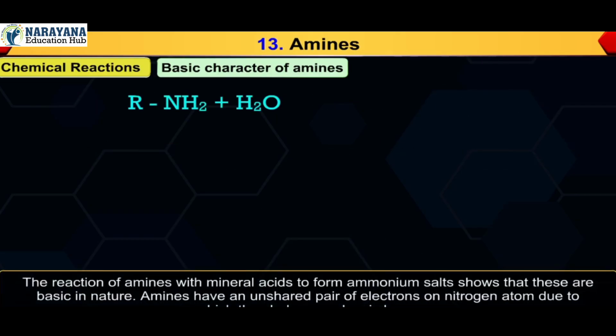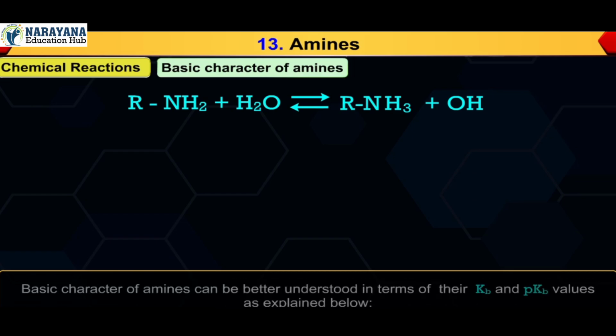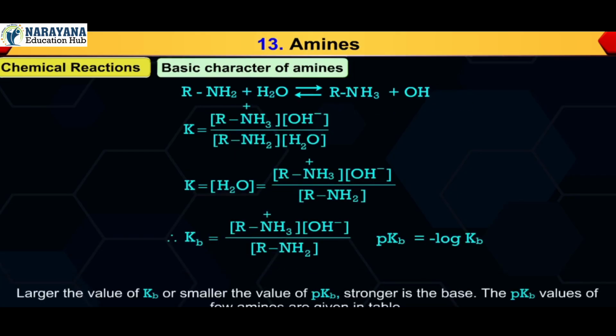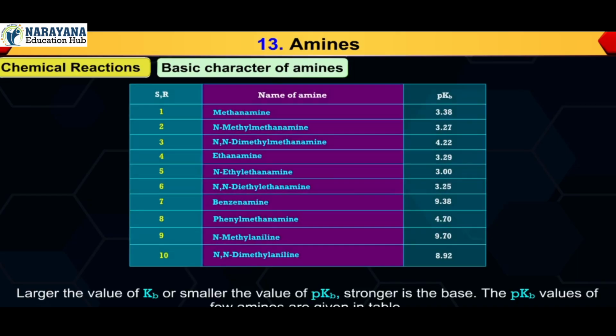The reaction of amines with mineral acids to form ammonium salts shows that these are basic in nature. Amines have an unshared pair of electrons on the nitrogen atom, due to which they behave as Lewis bases. Basic character of amines can be better understood in terms of their Kb and pKb values, as explained below. The larger the value of Kb or the smaller the value of pKb, the stronger is the base. The pKb values of a few amines are given in the table.